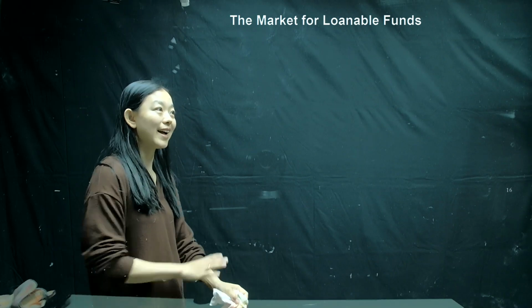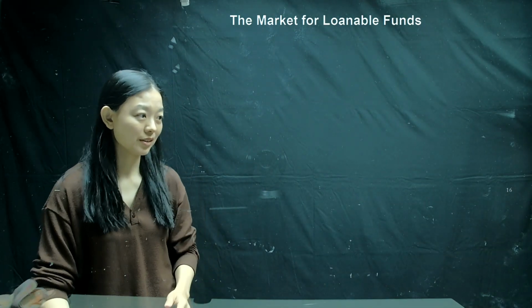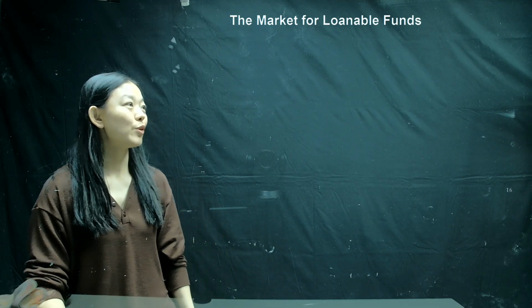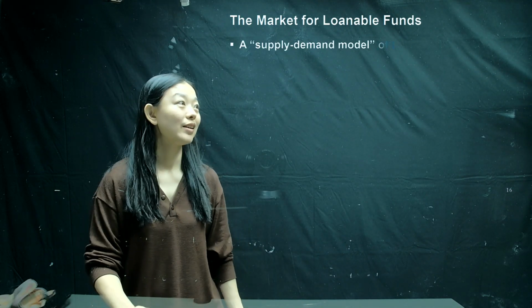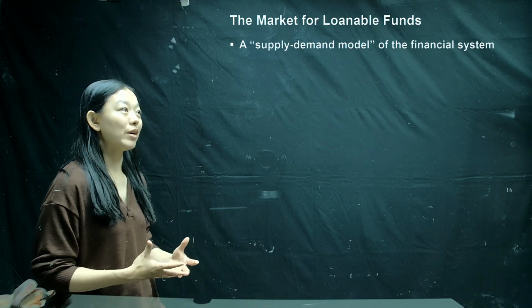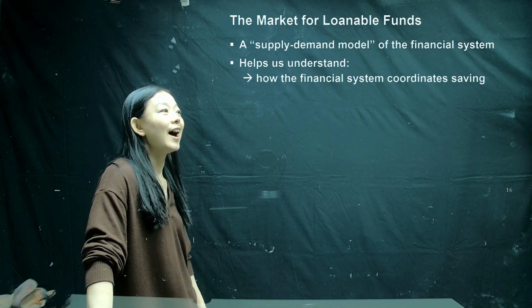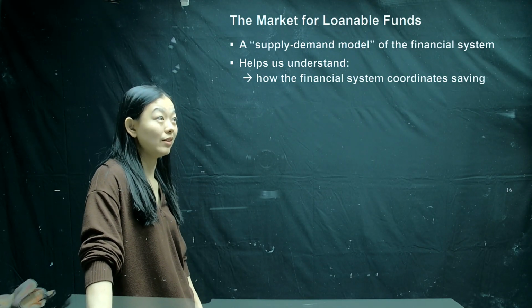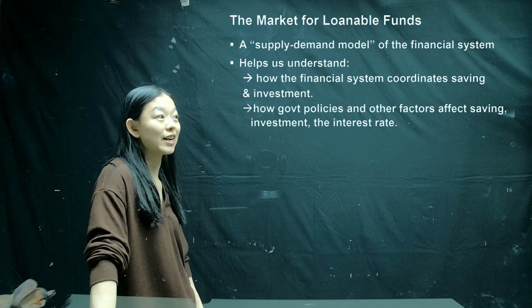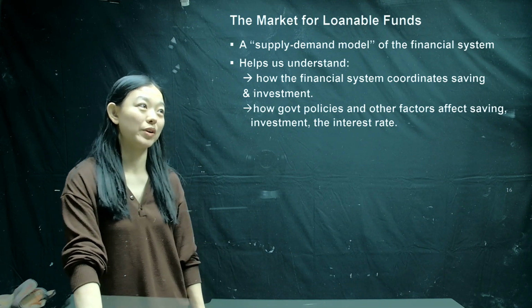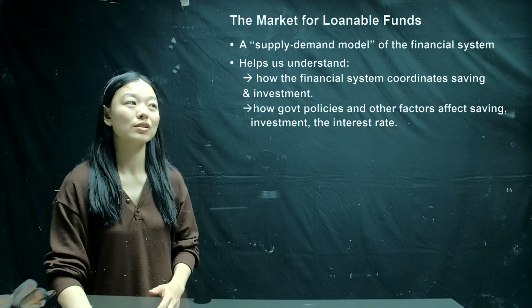Now let's move on to look at the loanable funds market. This will be a different part of this chapter. If we talk about a market, then you should have supply and demand. So we will use a supply and demand model in this financial system, and it will help us understand how the financial system coordinates saving and investment, and how government policies or other factors might affect saving, investment, and interest rate.